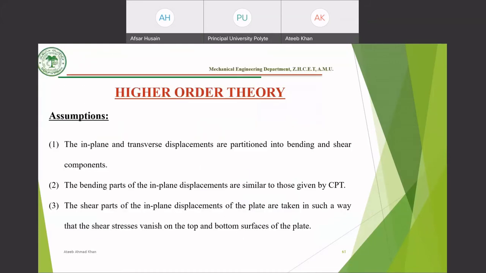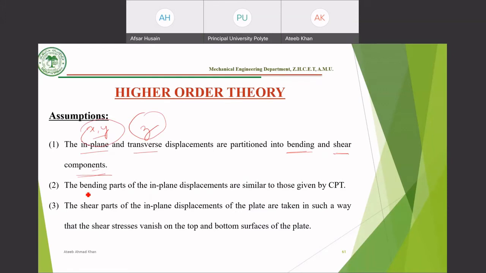Now, the assumption associated with the higher order theories is that the in-plane displacements, that means the displacements in X and Y direction, and the transverse displacement, that means the displacement in Z direction, are partitioned into bending and shear components. Both of these types of displacements are partitioned into bending and shear components.